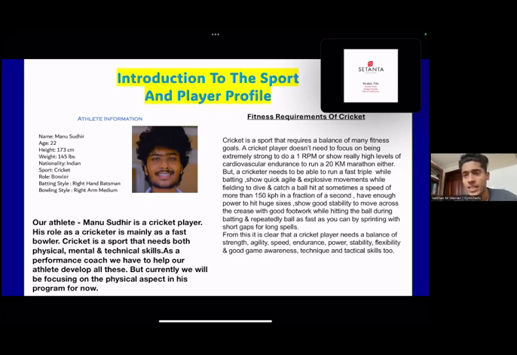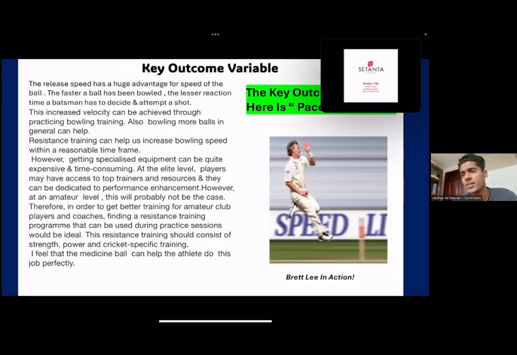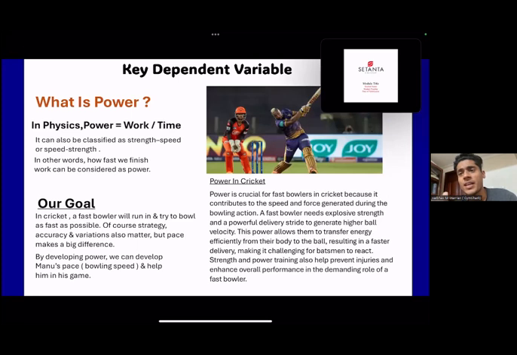So let us take a look at the key outcome variable, which is pace, in other words, speed of bowling. And what we can see is that the key dependent variable is power. We are trying to develop our athlete's power. What basically is power? Speed, strength, or strength, speed, how fast you can finish work. And why power is crucial in cricket: for a fast bowler, we need explosive power to bowl fast, to generate enough velocity in a delivery stride and in the release.